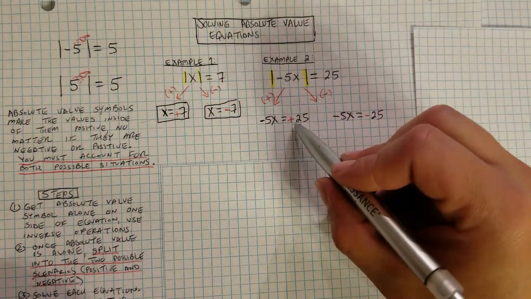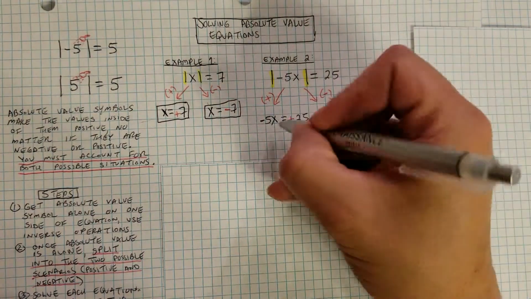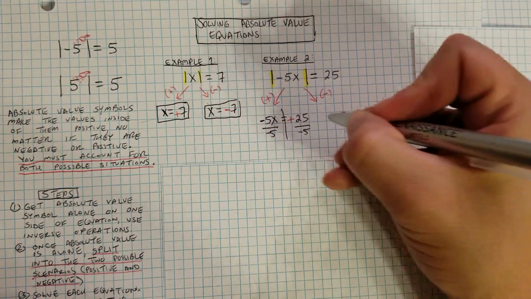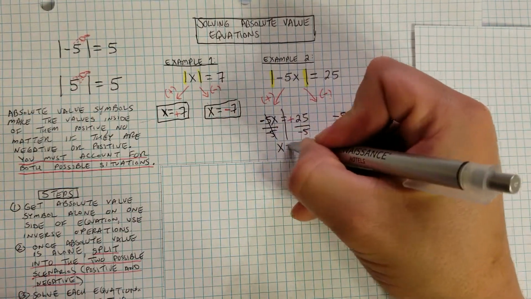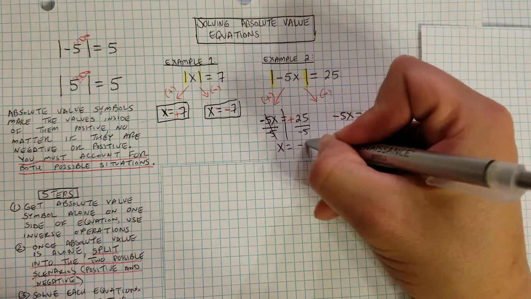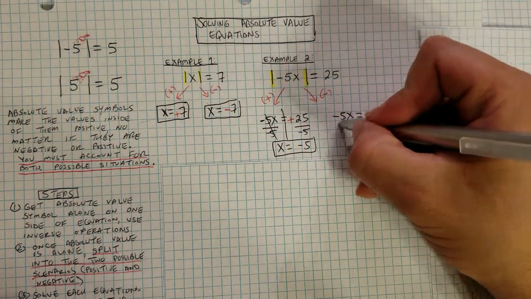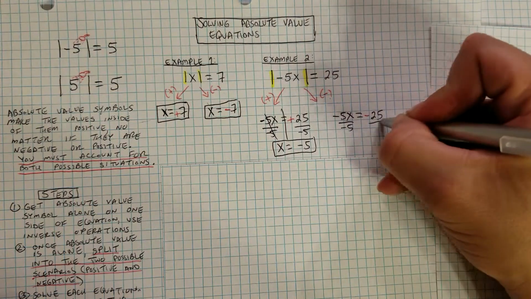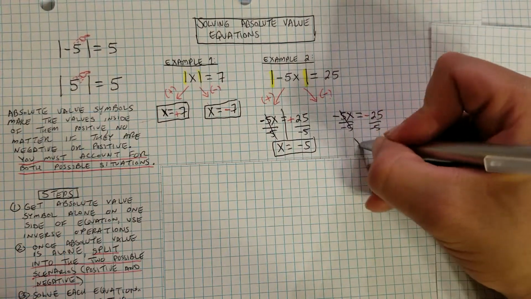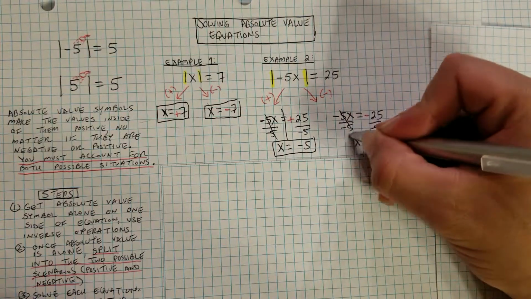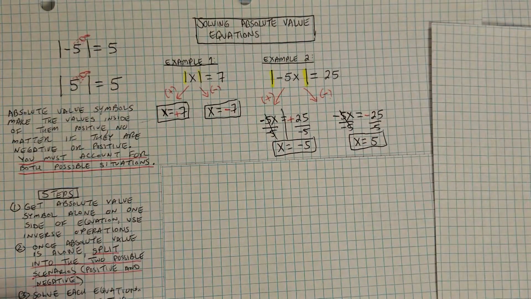Okay, now we just have to solve this. So we're not done quite yet. So we divide by negative 5 on both sides, right after you draw the wall. You get x is equal to negative 5. So that's one possible answer. The other one, same idea, divide by negative 5, divide by negative 5. This time we get x is equal to, negative and negative cancel, so we get a positive 5. So we get two answers, x is equal to negative 5 or x is equal to positive 5.